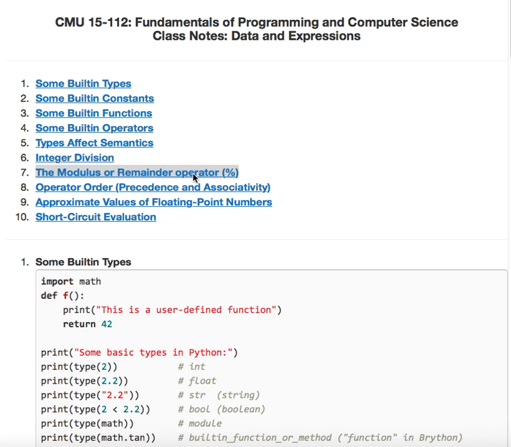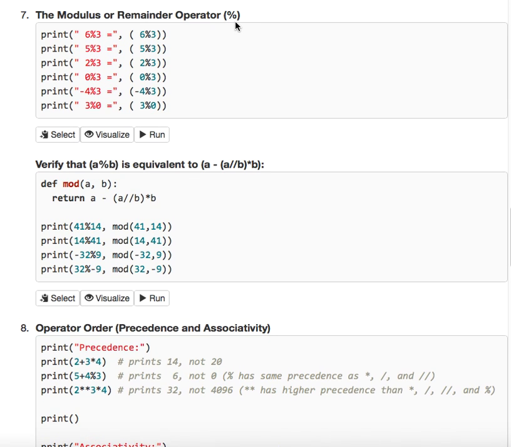The modulus or remainder operator. The percent sign is the operator for remainder. So 6 % 3 is taken to mean 6 mod 3, or 6 remainder 3. When you divide 6 by 3, what's the remainder? It's 0. So this evaluates to 0. 5 mod 3 would give us 2.